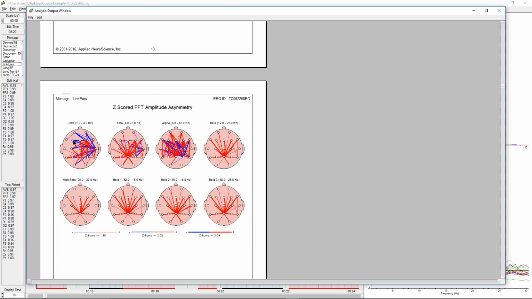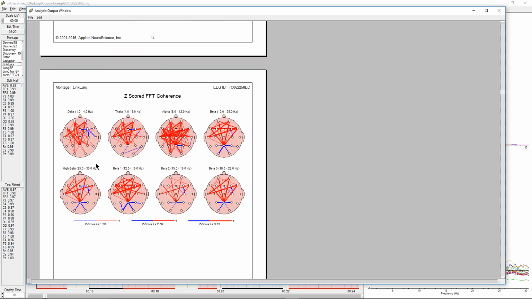The amplitude asymmetry measure shows the differences in amplitude from one location to another, compared to a normative sample. Should there be more or less difference between these two locations at this frequency? The scales are down here. Anything that's a line at all, even the thinnest line, is statistically significant. Blue is decreased asymmetry and red is increased asymmetry.